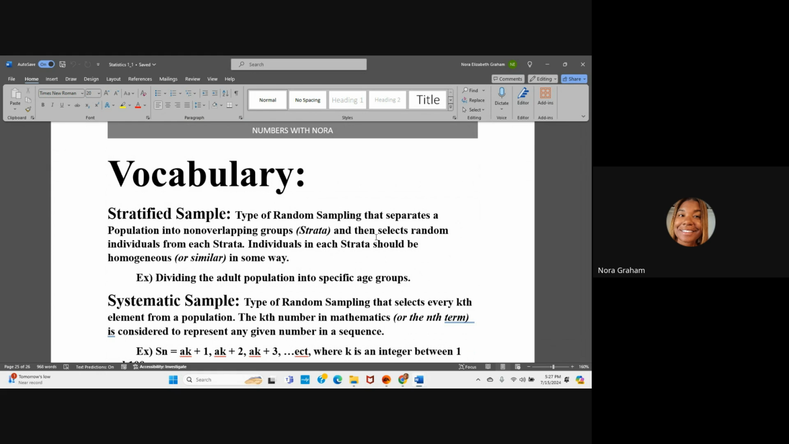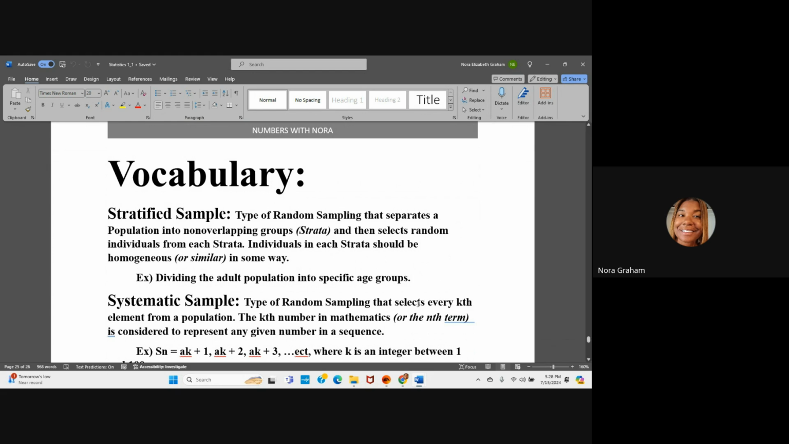An example would be our population is adults in the United States, right? And we want to do a survey of adults in the United States. And we want to divide those adults into certain groups, like age groups. So let's say from 18 to 25, and then 26 to 35, and so on and so forth. If we conduct a study like that, it's going to be considered a stratified sample, right?